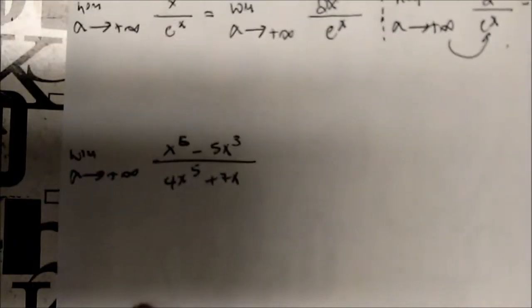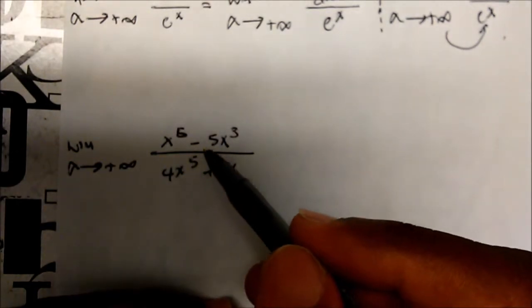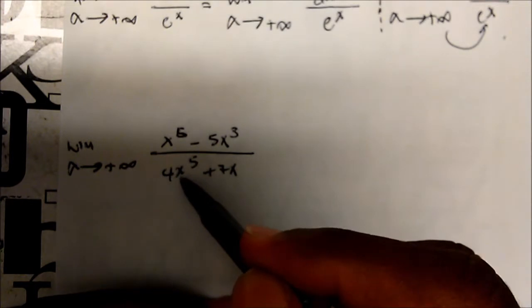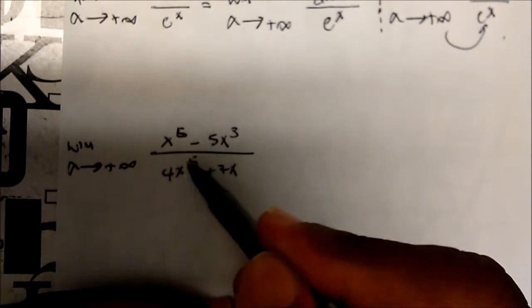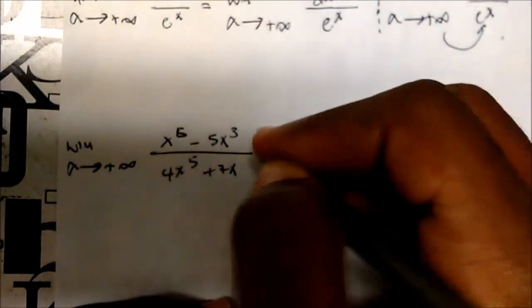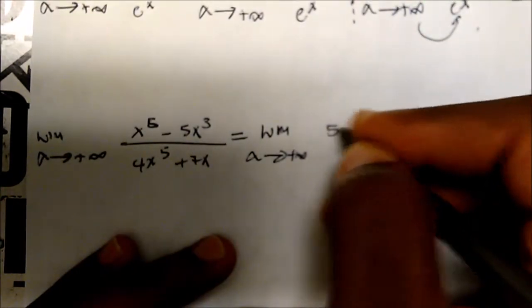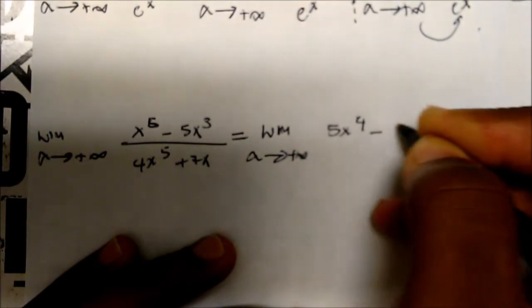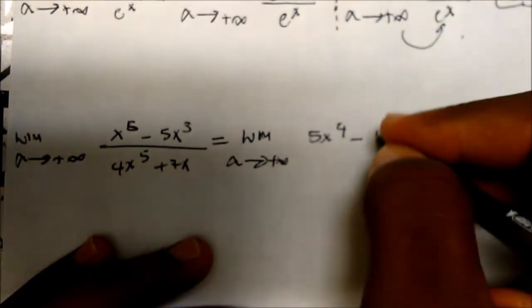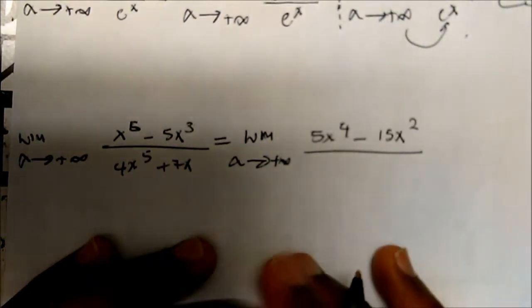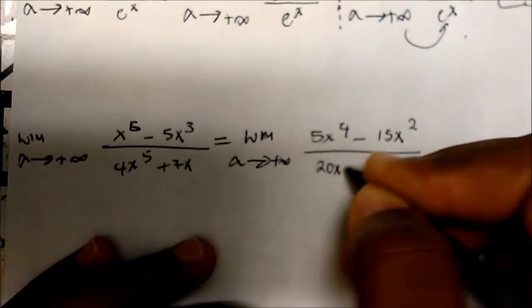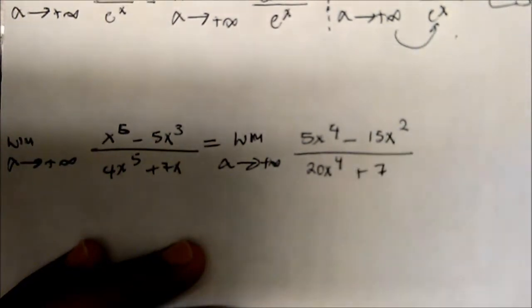All right, let's look at another one. This one's a little bit longer, but usually we would divide by the highest factor of x in the denominator, and divide the numerator and denominator by that, and you would get to a plausible answer. However, L'Hopital is much easier in this case, and we could just differentiate the top and the bottom. So this will be equal to the limit as x approaches positive infinity of 5x to the fourth minus 3 times 5, which is 15x squared, divided by 4 times 5, which is 20x to the fourth, plus 7.